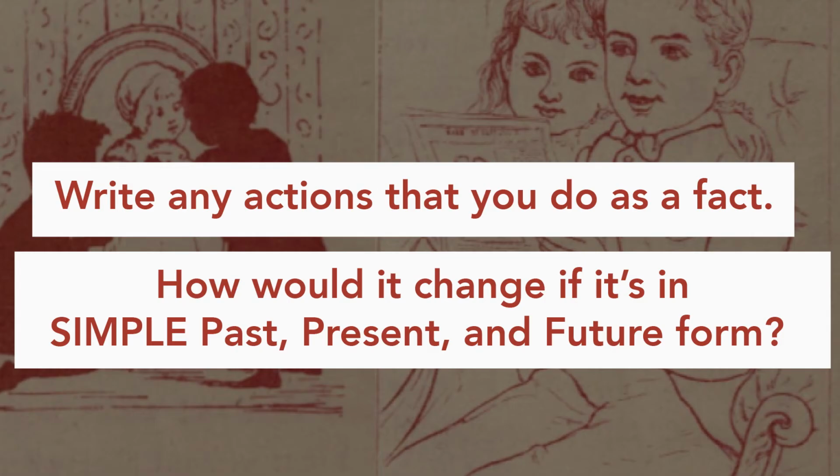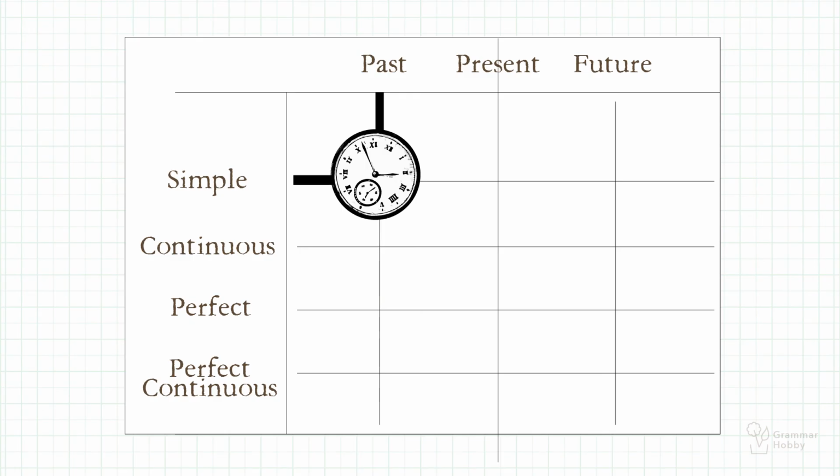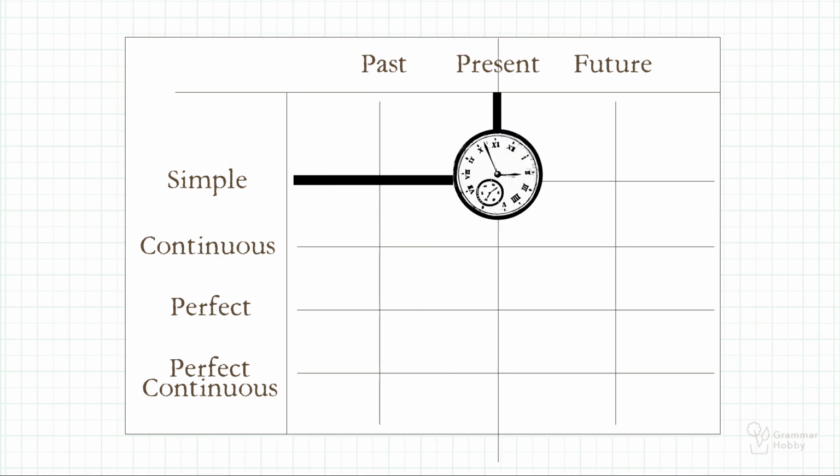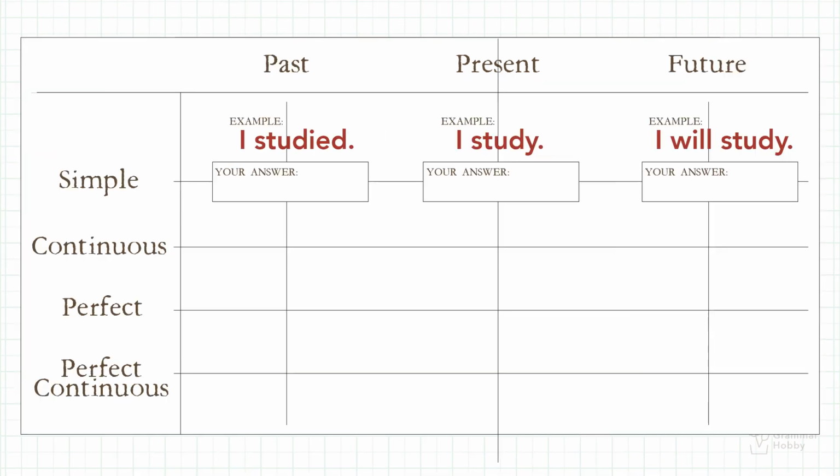Now here's your quick exercise. Pause this video and write any actions that you do as a fact. How would it change if it's in simple past, present, and future form? Use the grid above as your guide.